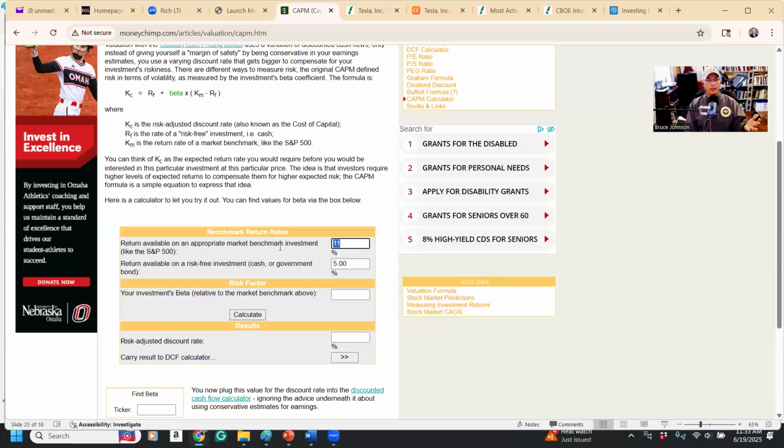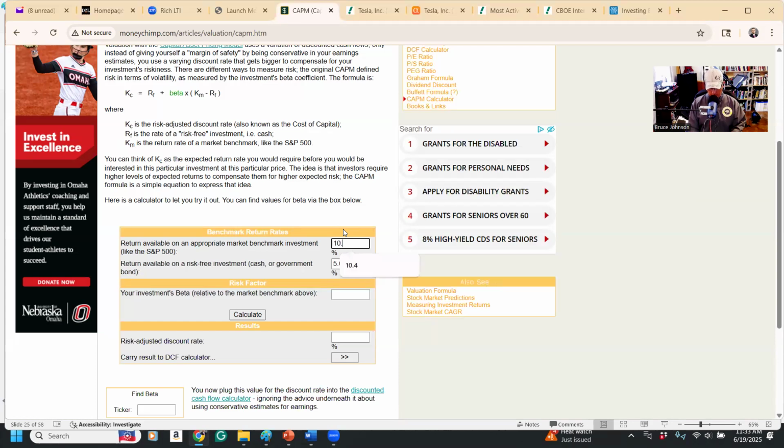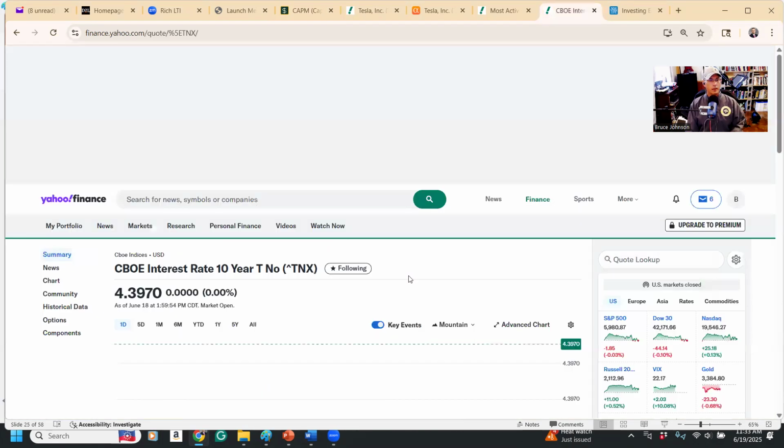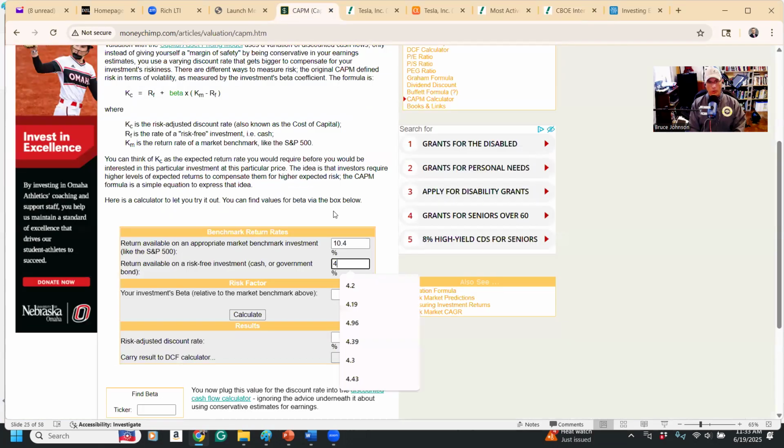So the first number we need is a return available on a large cap company. We get that from the Ibbotson and Associates folks, and for large cap stocks, and Tesla is a large cap company, the historical annual rate of return is 10.4%. So we enter 10.4. Then we need a risk-free rate. We get that from a 10-year treasury bill, and right now that is 4.39. Next, we need to figure out the risk of Tesla.